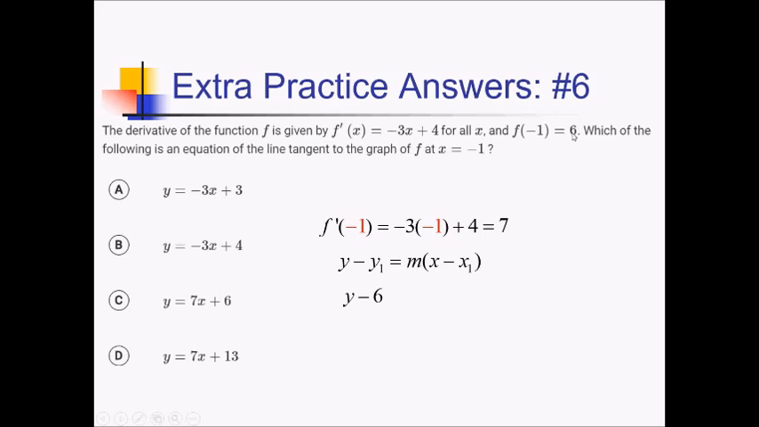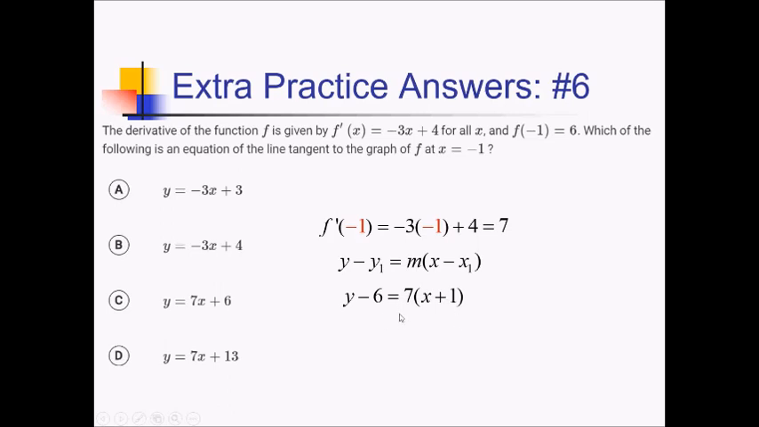So y minus 6 equals the slope that we just found, the f prime 7. And then we have x minus the x value we plugged in, which was -1. So that's actually x plus 1. So this doesn't match any of the answer choices, because these are all in slope-intercept form. So we're going to convert this into that form.